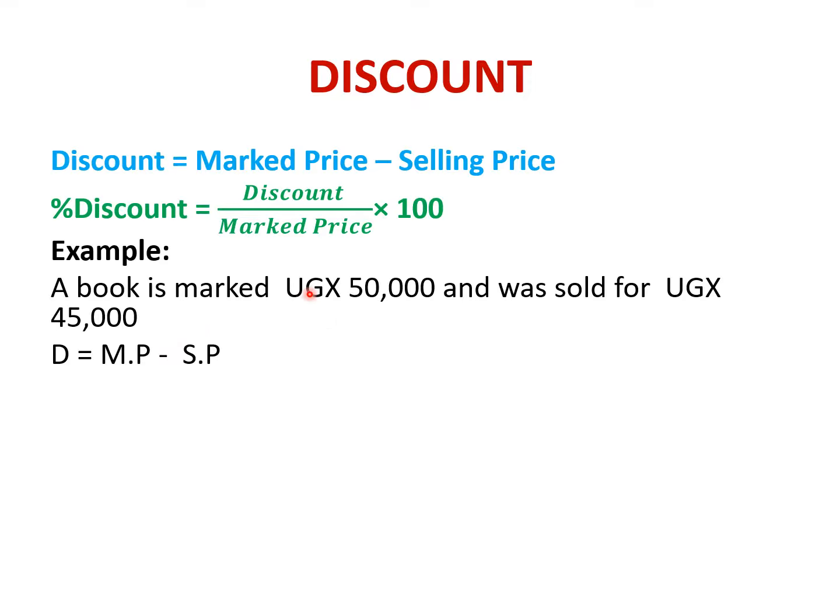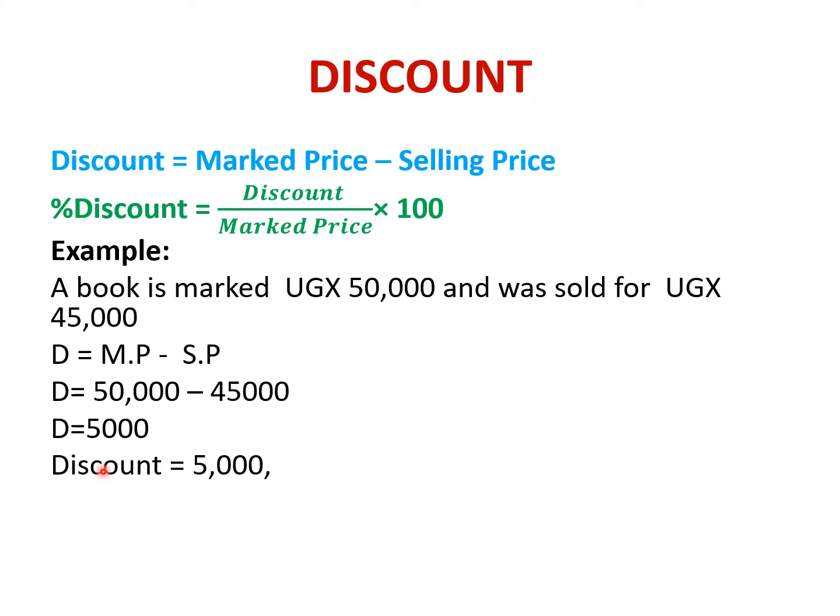If you reach the shop and they say that each book is sold at 50,000 shillings, and on buying it, you buy it at 45,000, the amount of money by which this market price has been reduced is what we call the discount. Then we shall have market price minus sale price or selling price. So we shall have 50,000 minus 45,000, giving us a discount of 5,000. So that is discount.